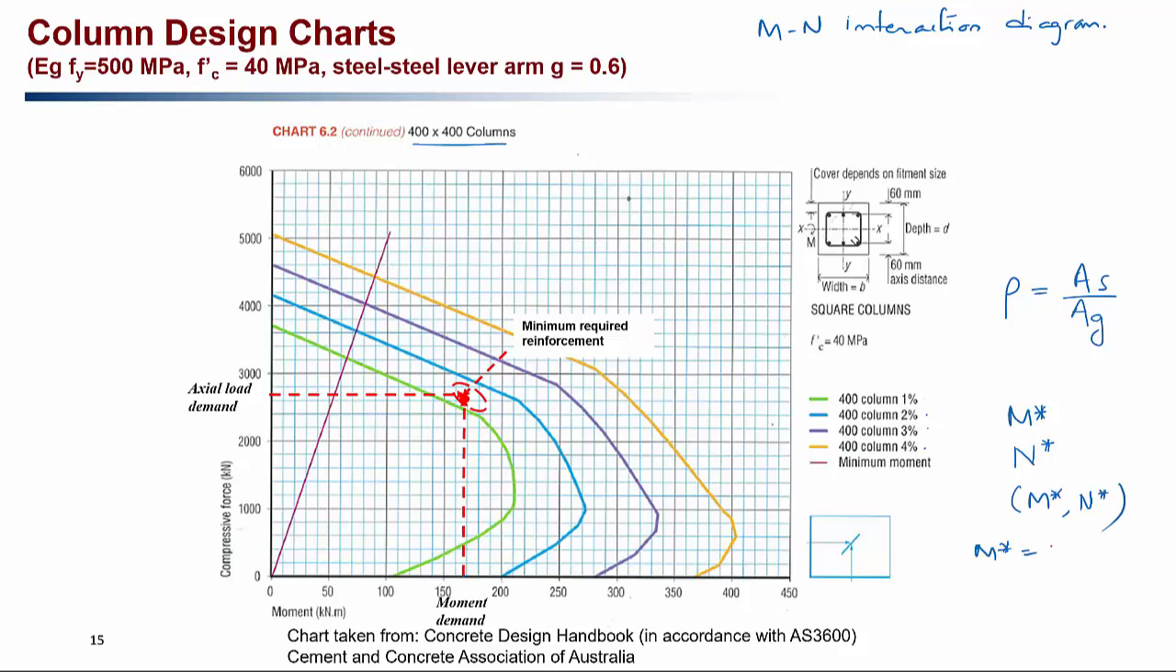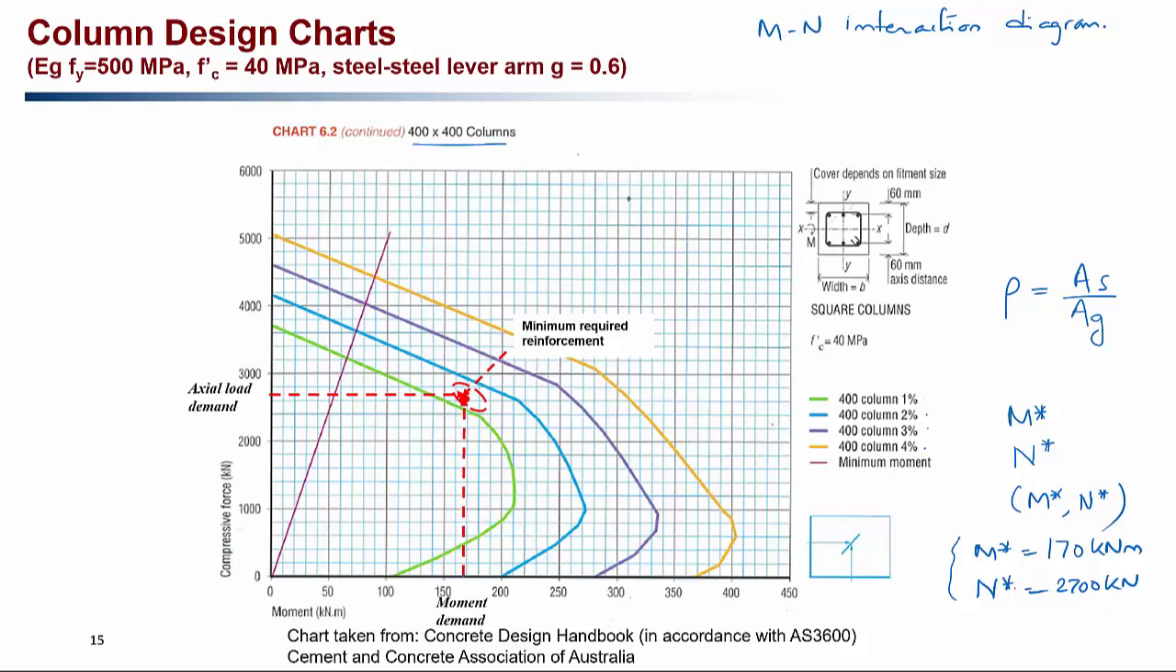So if M star is 170 kilonewton meter, and N star is, say for example in this case, around 2700 kilonewton. So from the load combinations we find out that the maximum bending moment acting on the column is 170 kilonewton meter, and the maximum vertical load acting on the column is, say, 2700 kilonewton.